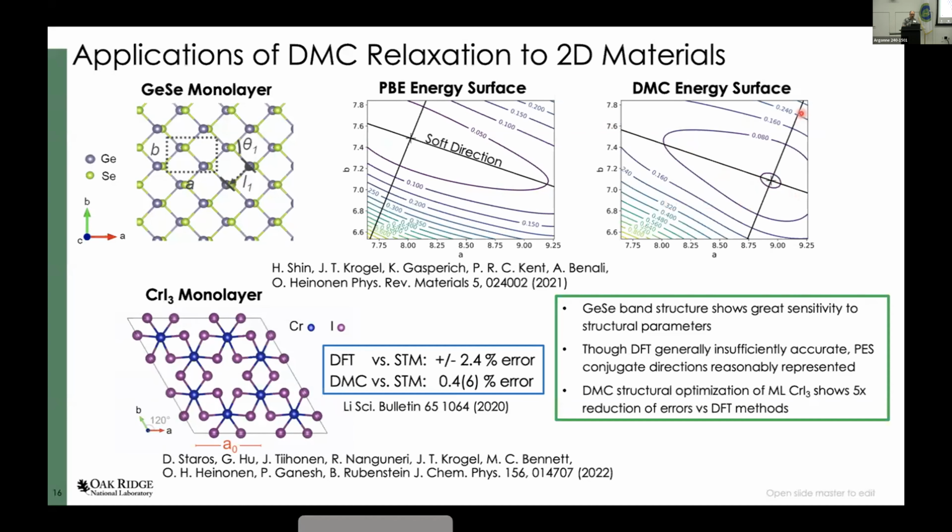But these directions are still the DFT directions. You can see the minima are not close to each other at all. So in that sense, the PESs aren't that closely related. But in one way, they are closely related.